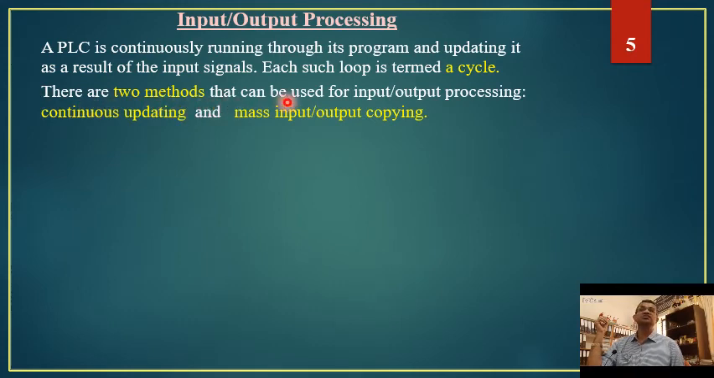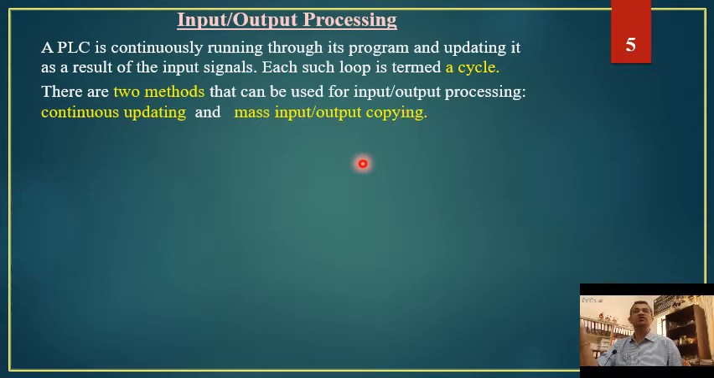There are two methods that can be used for input-output processing. Now, input-output processing can be done in two different ways. So let us just see what these two different ways are, and how these two ways are different from each other, right? So the first method is continuous updating. The second one is mass input-output copying.